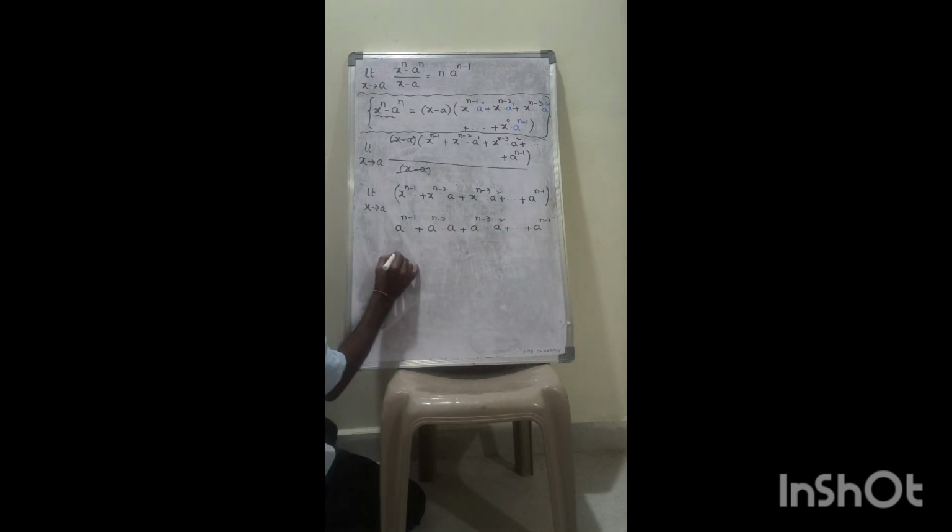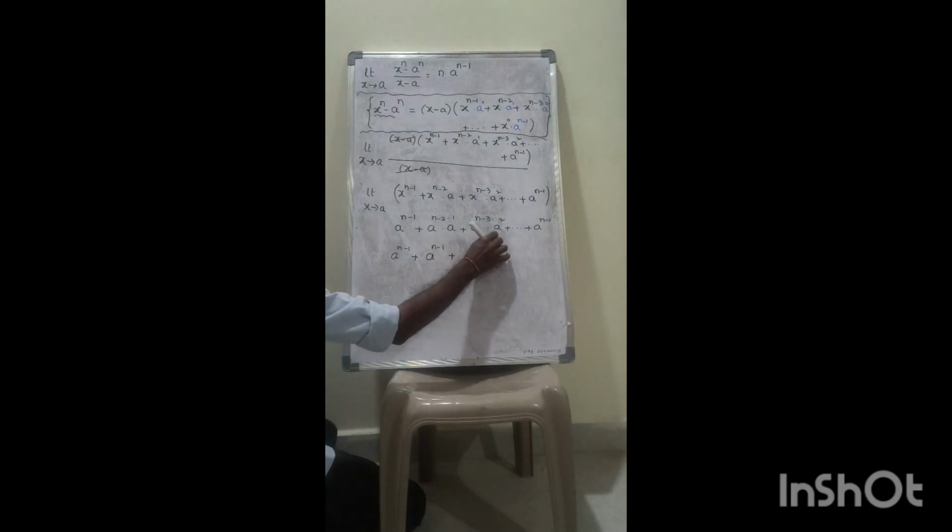Now the first value is a power n minus 1. The next is a power n minus 2 into a power 1. Bases are the same and they are multiplying, so the exponents will be added: n minus 2 plus 1. So it will become a power n minus 1.